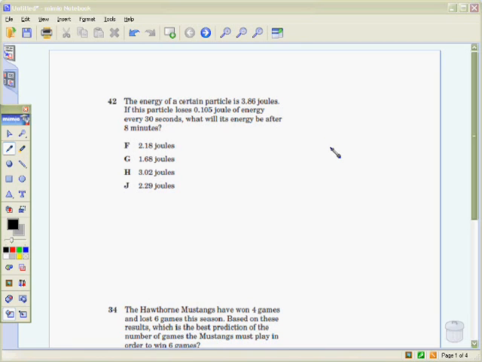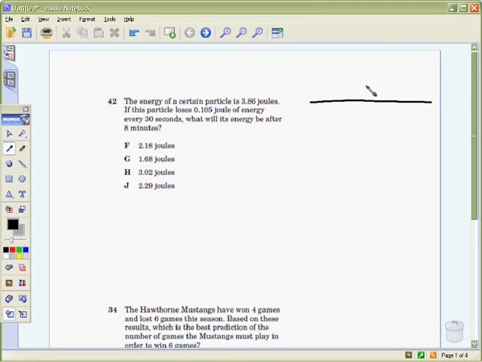The energy of a certain particle is 3.86 joules. If this particle loses 0.105 joule of energy every 30 seconds, what will its energy be after 8 minutes? So there are several ways of working out this problem. There's a couple ways to work it. We could set up a t-chart. I don't know if I'll go through the whole process. I think you'll catch on to what I'm trying to do here.